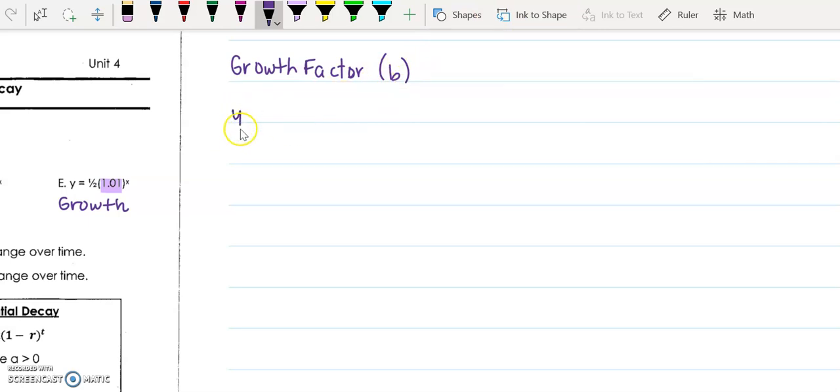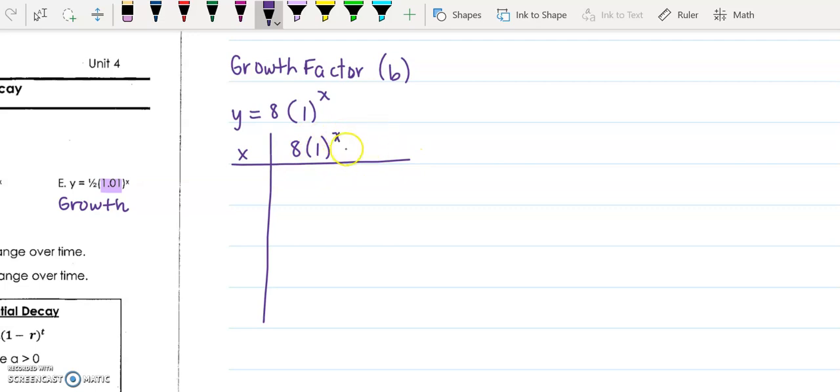So I'm going to give an example of this. Y equals 8 times 1 to the x. So in this situation, our base is 1. I'm going to make a table of values and evaluate this function for a few values of x. So I'm going to do 0, 1, 2, and 3.